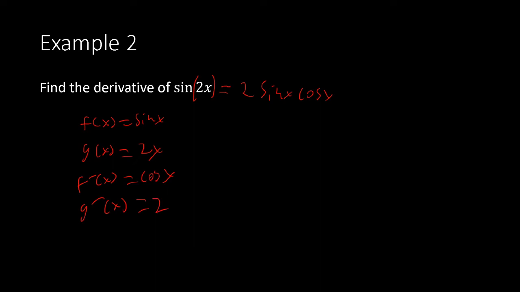Okay, now let's plug it into our formula. We have f prime of g of x, so cosine of 2x, times g prime of x, which is just 2. So that's 2 cosine of 2x, and that's our answer.